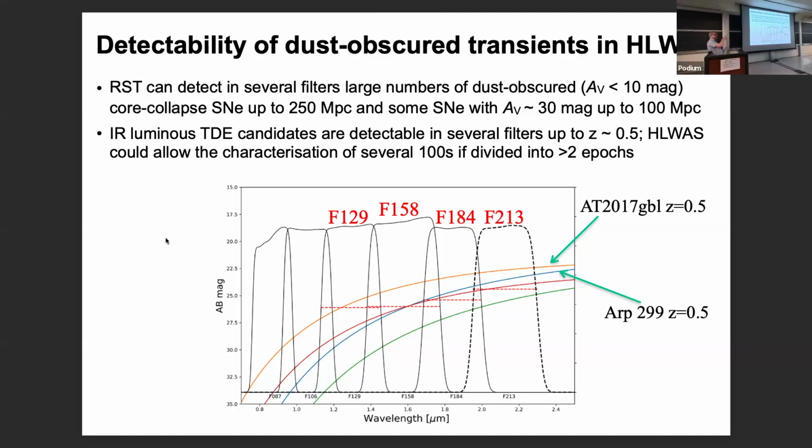So now moving from 5 transients from nearby to several hundreds of transients with Roman. So it's a big leap. Why is this interesting? Well, the current surveys are finding many TDE candidates in the optical, where we see essentially no extinction. So there might be a dust-obscured TDE population out there, which Roman could actually characterize.